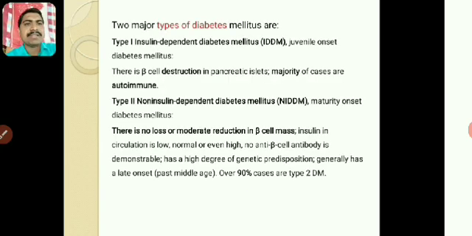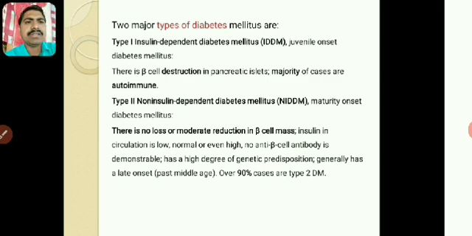Types of diabetes mellitus. There are two major types. Type 1 is known as insulin dependent diabetes mellitus. It is also known as juvenile onset diabetes mellitus, because type 1 diabetes mellitus occurs at an early age. In type 1 diabetes mellitus, there is a complete destruction of beta cells in the pancreatic islets. The majority of type 1 cases are autoimmune.